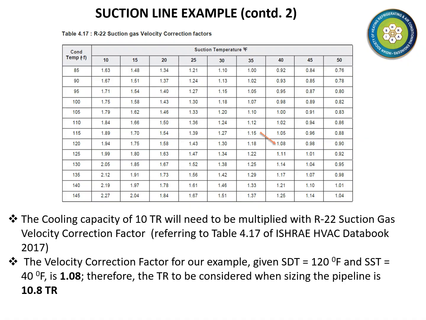It is recommended that the designed cooling coil capacity of 10 tons be multiplied with the R22 suction gas velocity correction factor. This factor can be picked off from Table 4.17 of the ISHRAE HVAC Databook 2017 and results in a tonnage of 10.8.